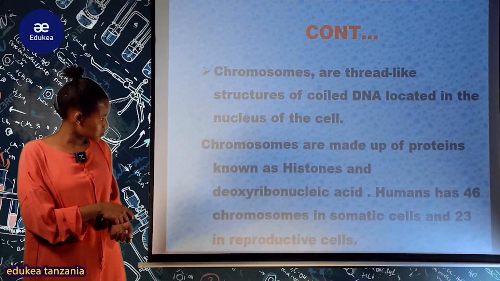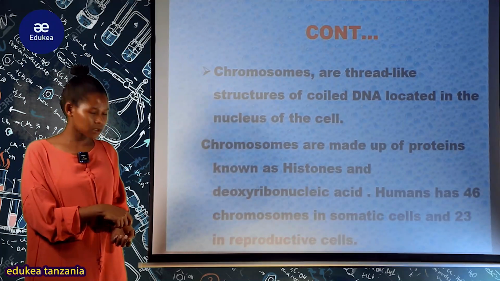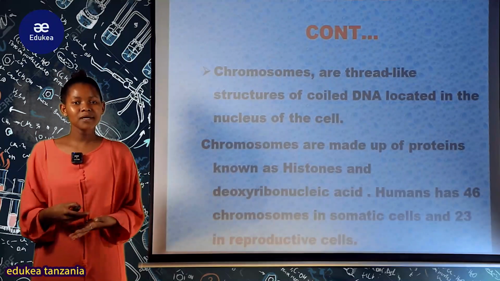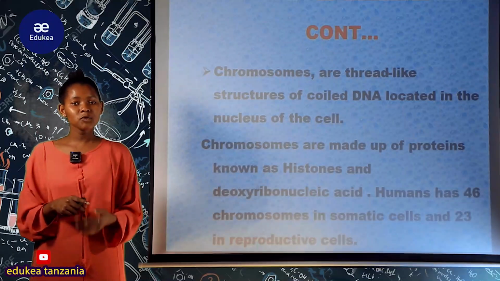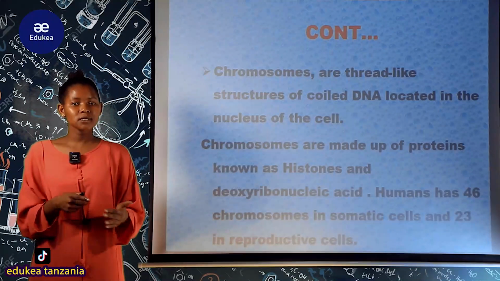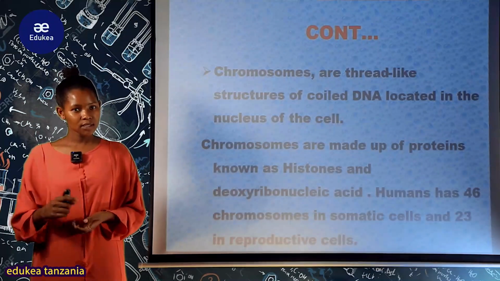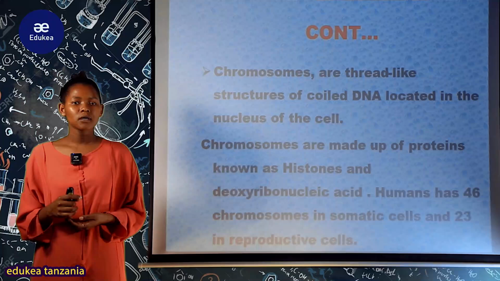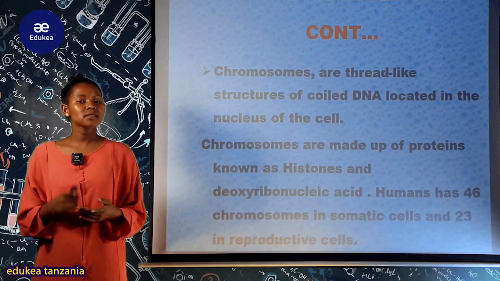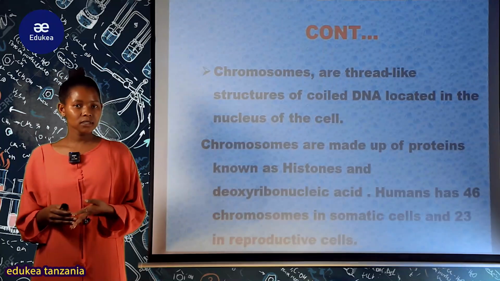Na here we can see that humans has 46 chromosomes in somatic cells and 23 in reproductive cells. My dear Form 4 student, tunapozungumzia chromosomes ndo zile zinazobeba DNA, na katika organismu mzima tunapata kuna somatic cells na reproductive cells. Somatic cells ni seli nyingine za mwili zinazohusika na ukuaji wa kawaida wa mwili, lakini reproductive cells ni zile cells kwenye gametes ambazo zinahusika na mambo ya reproduction. And now tutajua kwamba in human, katika somatic cell anazo 46, lakini tukirudi kwenye reproductive cells anazo 23 chromosomes.